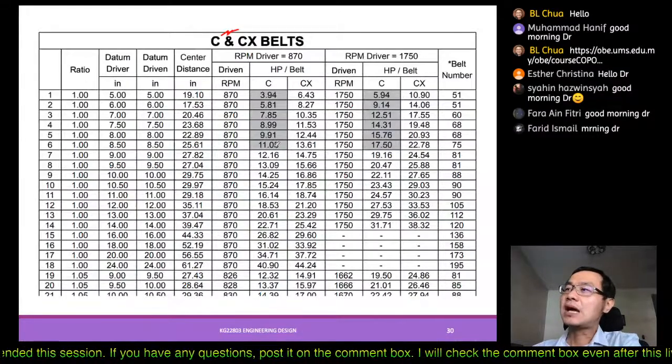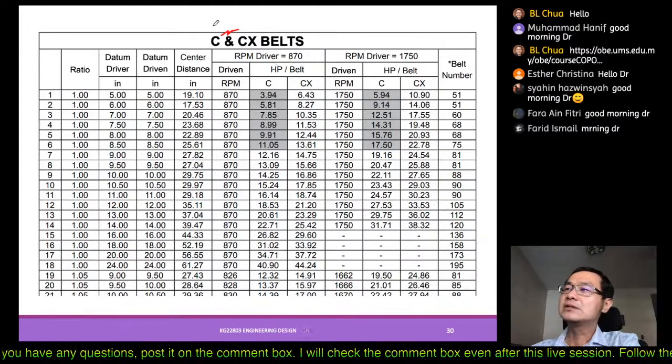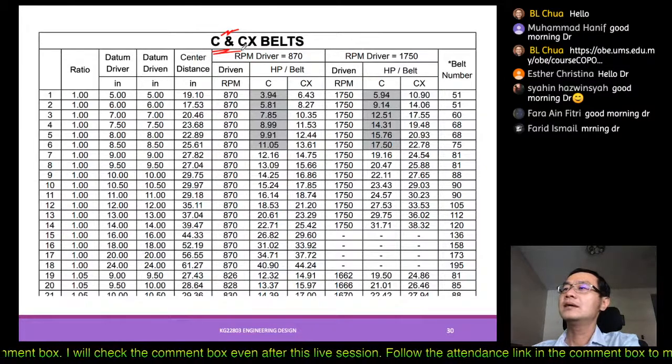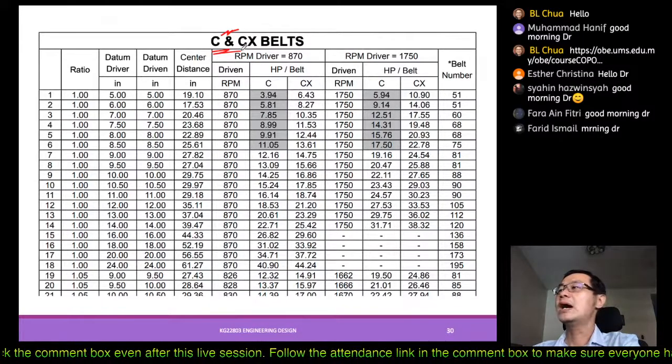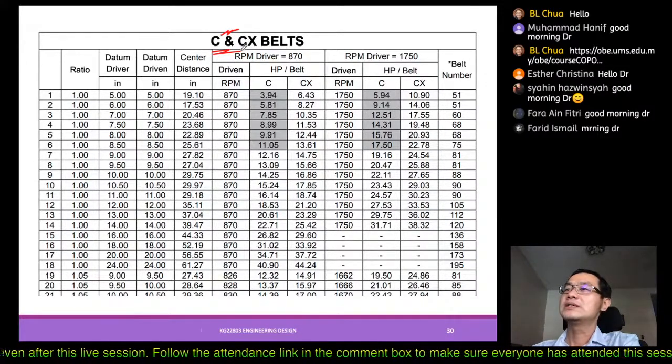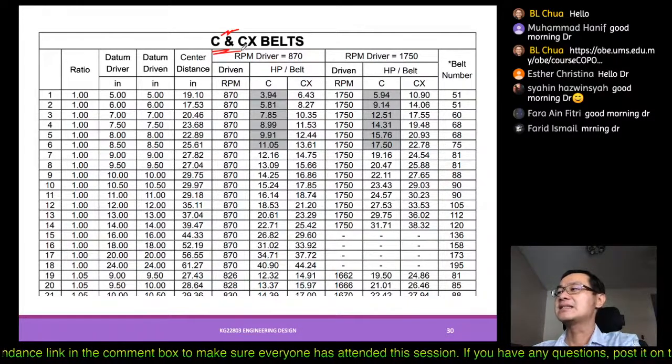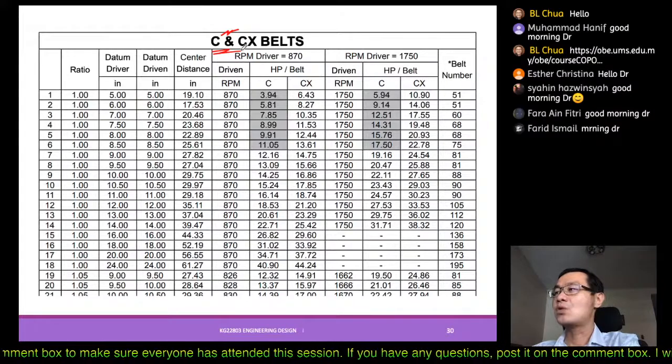So now, when we know the type of the belt, what we need to do now is to select the exact belt.